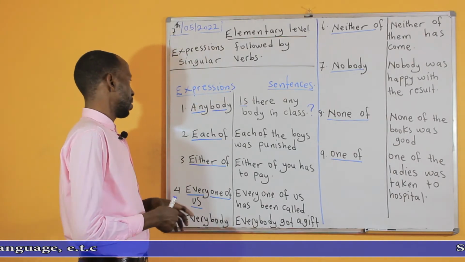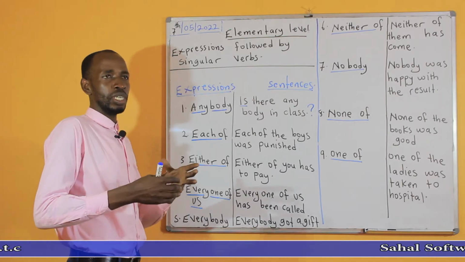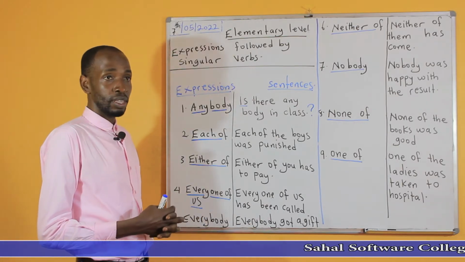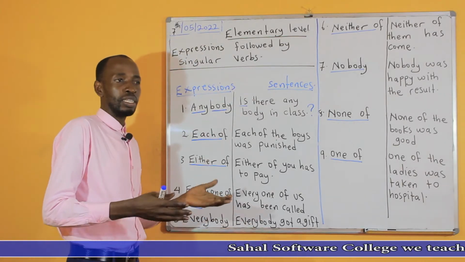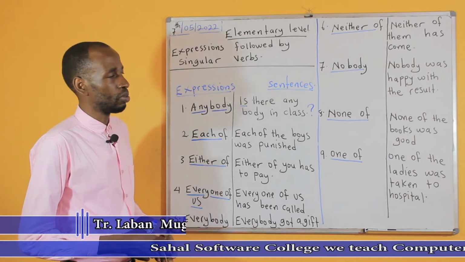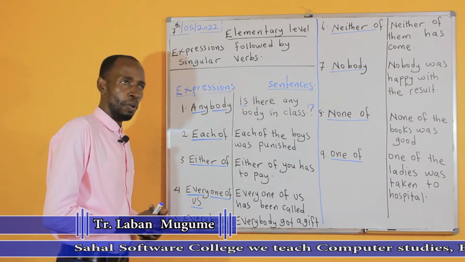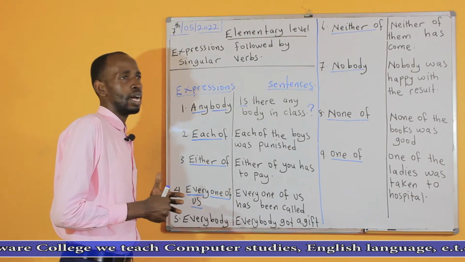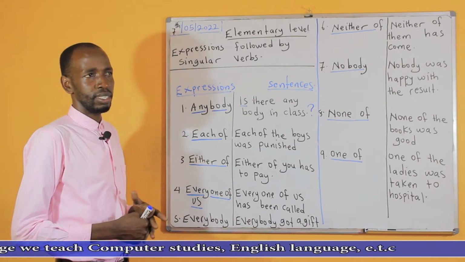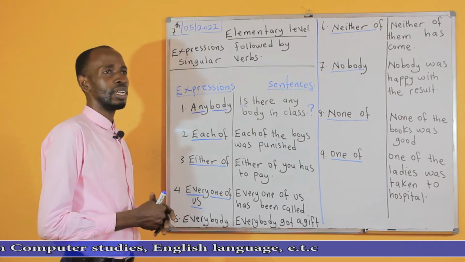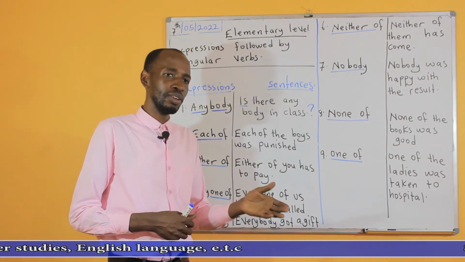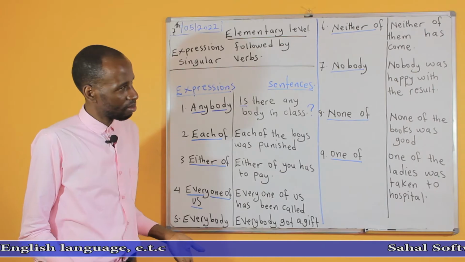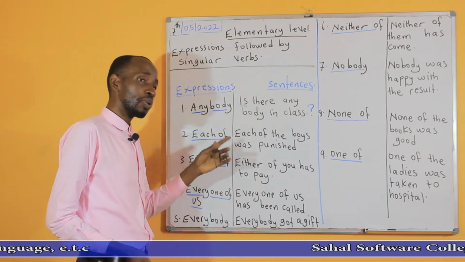And before you go to another one, anybody can be used for questions and negatives. You cannot use anybody to give a positive answer. No. We use anybody to talk about negatives and questions. Is there anybody? Is there anybody at home? Is there any chair in the room? Is there? But when you put body, we are talking about people.